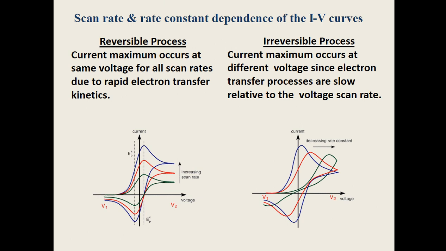And here is the comparison between reversible process and irreversible process. In case of a reversible process, with increasing scan rate, the current is simply increasing, the position remains the same. But in case of an irreversible process, with decreasing rate constant, the position of EPC or EPA also changes. What is the reason? Because current maximum occurs at different voltage, since electron transfer processes are slow relative to the voltage scan rate. That means as we increase the scan rate, the reduction and oxidation process doesn't take place according to the scan rate, and hence in case of an irreversible process, the position of EPC or EPA changes.